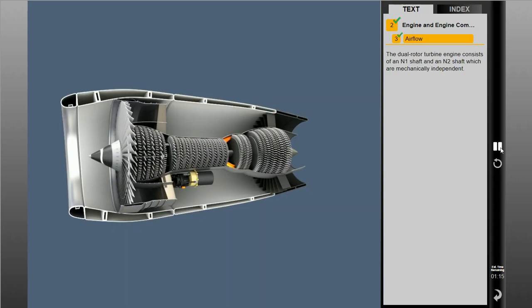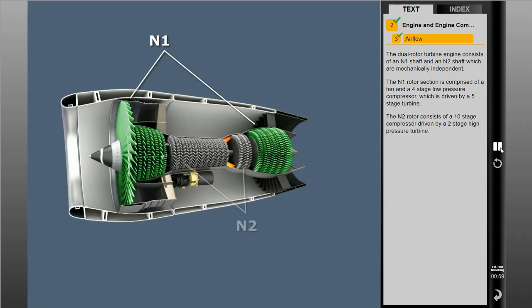The dual-rotor turbine engine consists of an N1 shaft and an N2 shaft, which are mechanically independent. The N1 rotor section is comprised of a fan and a 4-stage low-pressure compressor, which is driven by a 5-stage turbine. The N2 rotor consists of a 10-stage compressor driven by a 2-stage high-pressure turbine.